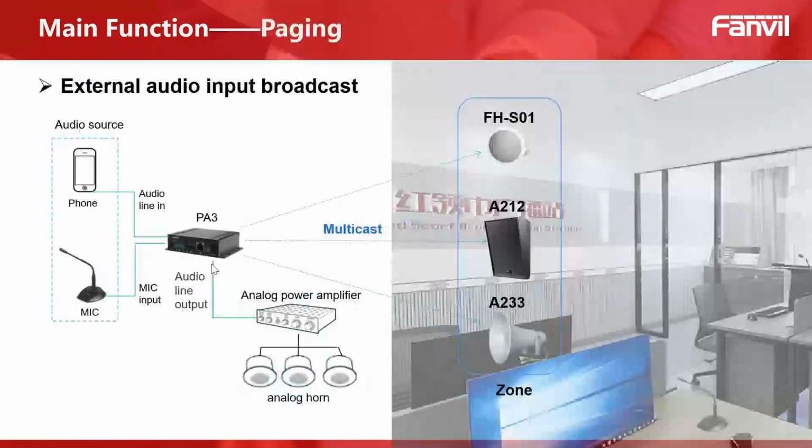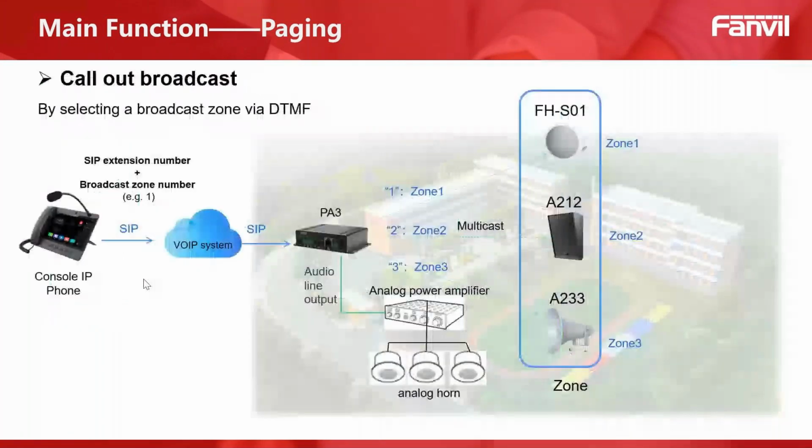Now, let's look at the paging function. PA3 can connect to an external power supply and microphone, and through it achieve paging for a variety of broadcast equipment, and it can be set up for each device for multicast separately. For example, if we want to call the A212, we can dial number 2 on the console IP phone. At that time, PA3 will act as an intermediary, broadcasting the information to A212.